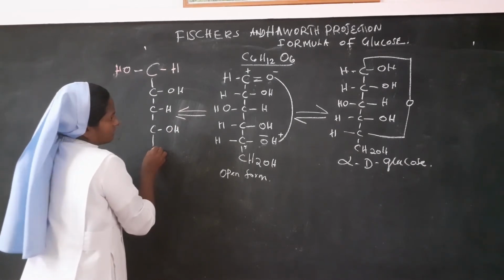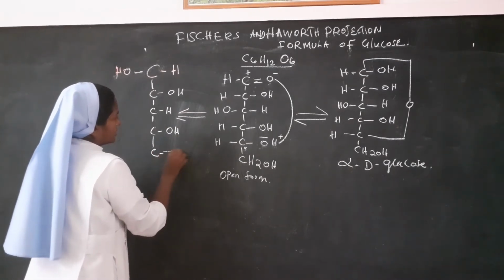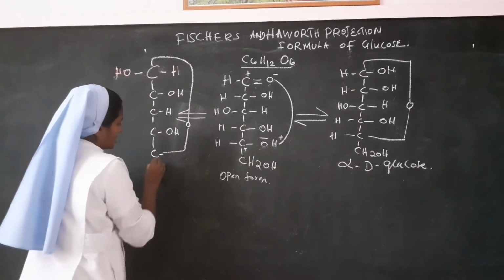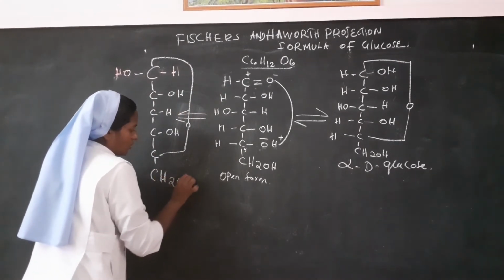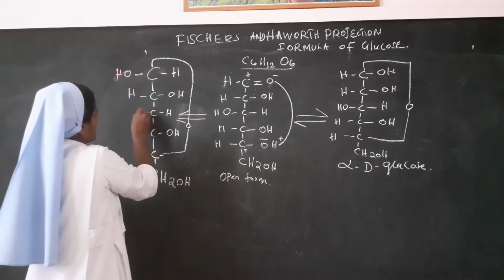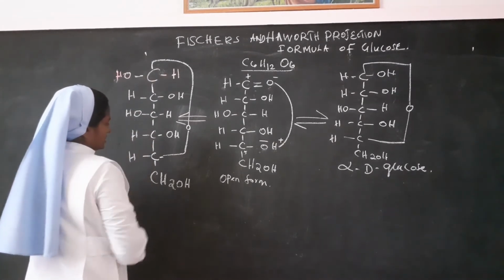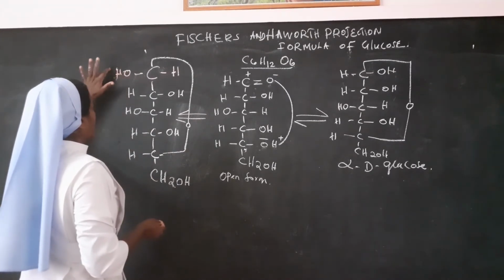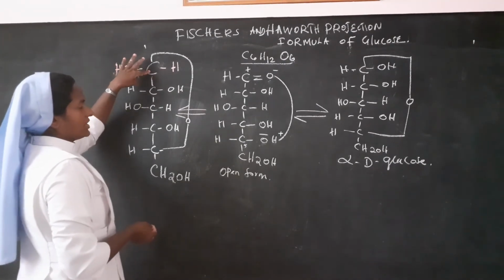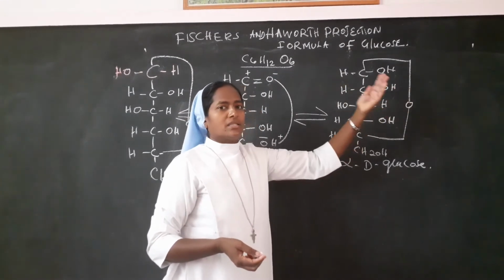OH, then the fifth carbon, 1, 2, 3, 4, 5, the fifth carbon with oxygen connected to the first carbon, and then the sixth one is CH2OH. Okay, then the remaining things are written as they are: hydrogen, and here OH, here hydrogen, and here hydrogen. So now here the hydroxyl OH group is on the left side in the first carbon, and in this structure the hydroxyl OH group is on the right side in the first carbon.